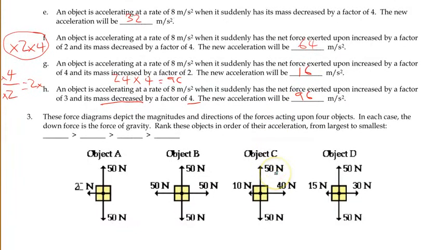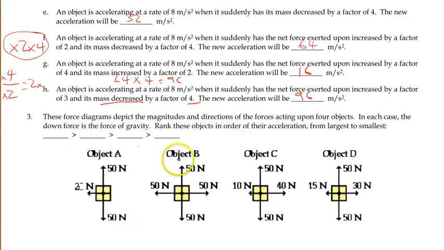Okay, and finally, we're looking at these 4 diagrams in the bottom part of the page here. They depict the different forces that might be acting on the object. In each case, the down force would be the force of gravity. And we want to rank these objects in order of their acceleration. So we want to look for the largest net force would have the largest amount of acceleration. The least amount of net force would have the least amount of acceleration. And that would go on the right, and the largest would go on the left.